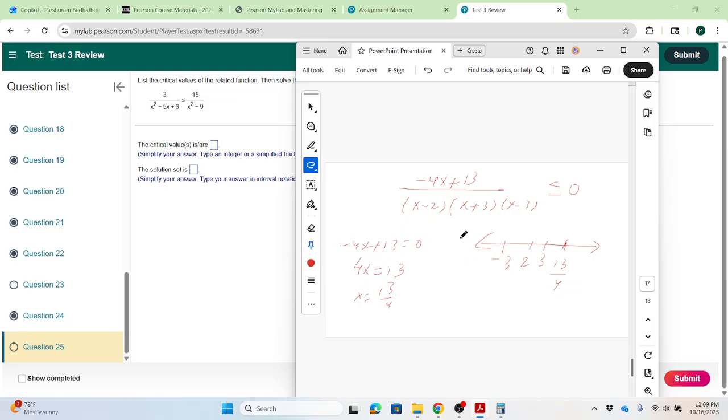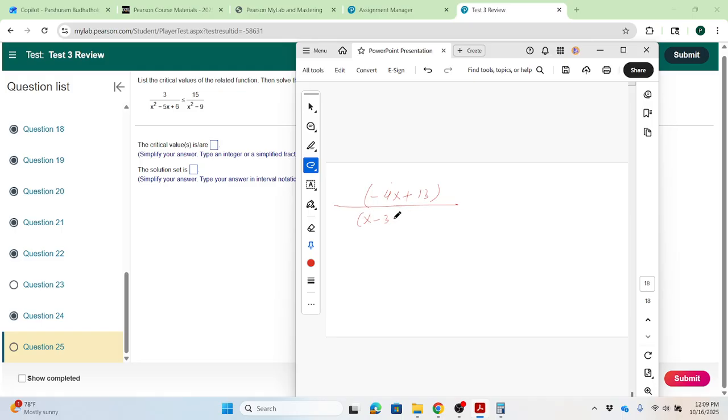So you have to pick the testing points. From here, pick something, let's say negative 4. Before picking that, you have to be careful. On the top, you have negative 4x plus 13, and on the bottom, you have x minus 3, x plus 3, x minus 2. And these are the testing points: negative 3, positive 3, positive 2, and then 13 over 4.